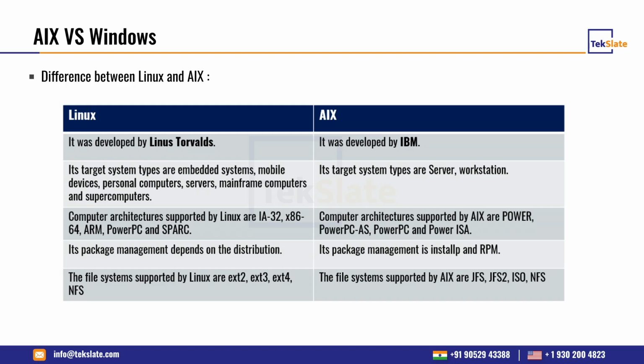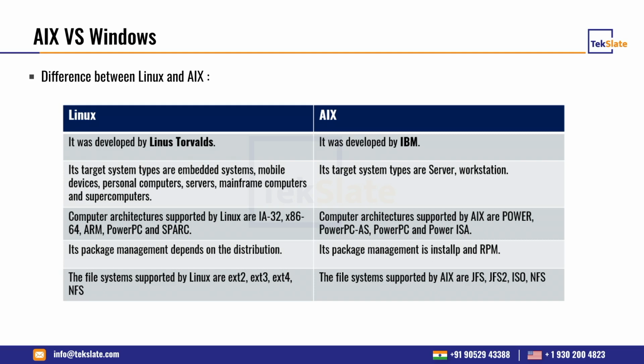Next, the targeted systems: Linux targets embedded systems, mobile devices and personal computers, while AIX is basically used on servers and workstations. Linux architectures are mostly x86, then ARM, then PowerPC. ARM is the Acorn RISC Machine processor, a very high-performance processor used with Linux. In AIX, the computer architecture supported is PowerPC.